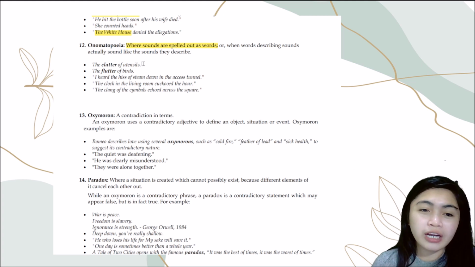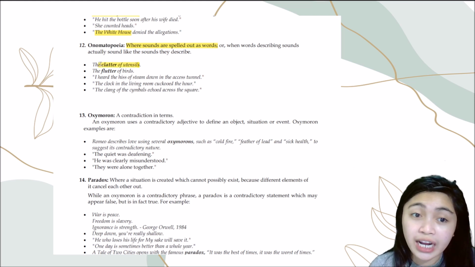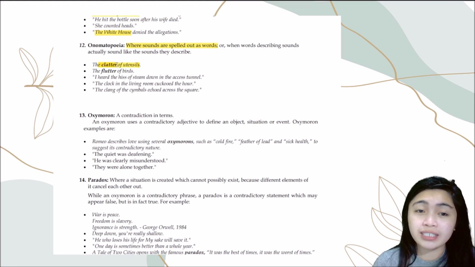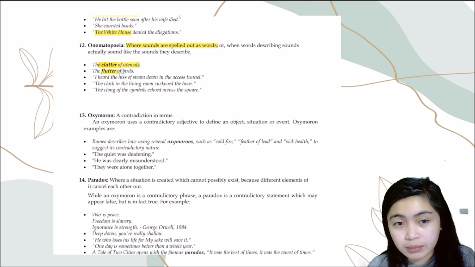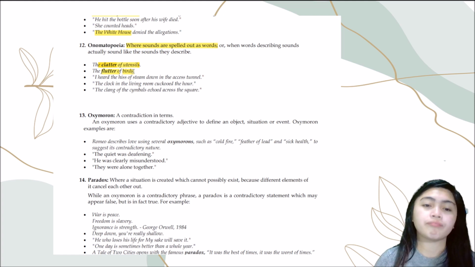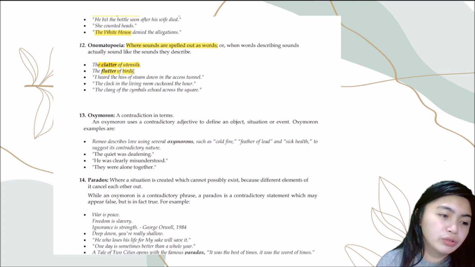Okay? So, onomatopoeia is yung clatter of utensils. Clatter, nagde-describe siya sa sound na ginagawa ng utensils. Flutter, ginagawa ng birds pag nagpa-flap yung wings nila. Okay. So, yan yung example niyan.